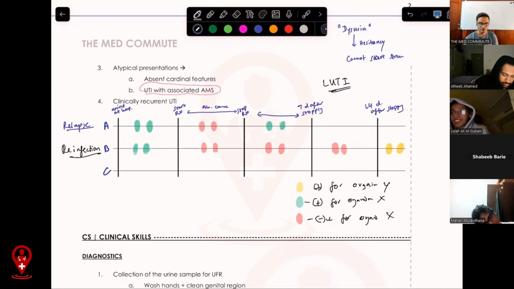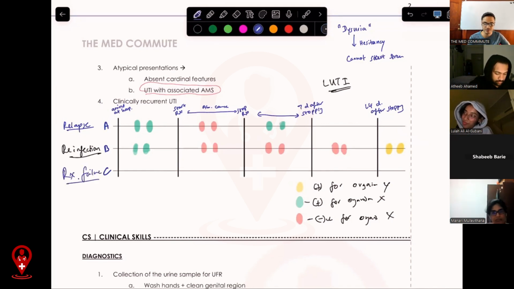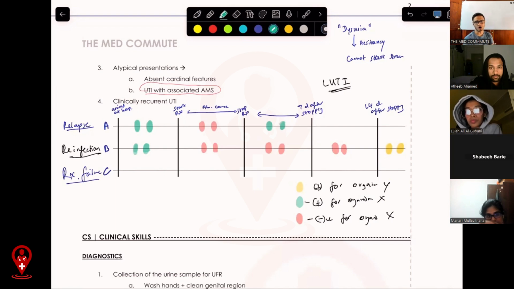Then guys, look at this. The third scenario, I'll name it, and you all tell me how to draw it. Treatment failure. How will you draw the treatment failure here? Come on, tell me what to draw and I will draw. Let's say organism X, treatment failure, organism X. How should I draw it? Come on.